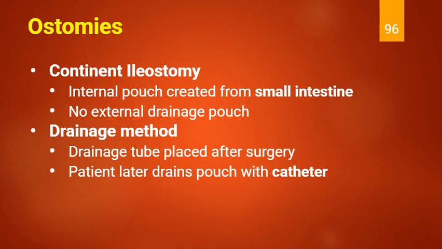Some patients receive a continent ileostomy, commonly called a Kock pouch. In this procedure, a pouch is created inside the abdomen using a portion of the small intestine. During the early post-operative period, a drainage tube allows intestinal contents to drain continuously while the pouch heals. After healing begins, patients are taught how to insert a catheter into the pouch to drain intestinal contents. Over time, the pouch increases in capacity and drainage becomes less frequent.